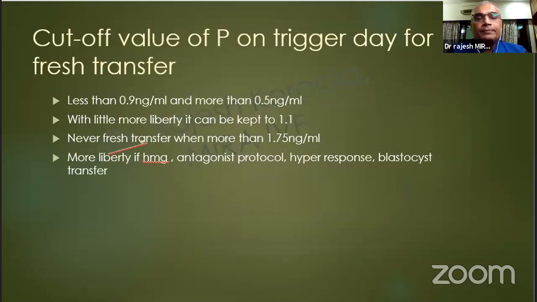So what is the cutoff? Less than 0.9 and more than 0.5 is a cutoff. You can have a little more liberty to keep it till 1.1. Never do a fresh transfer when it is more than 1.75. You can have more liberty if you have used HMG, if you are using an antagonist protocol, if there was a hyper response, and if you intend to transfer a blastocyst.